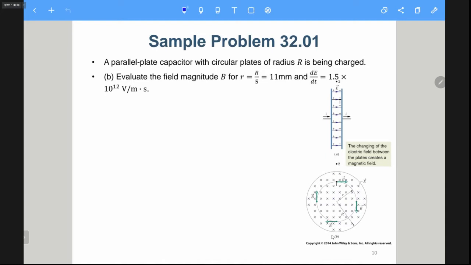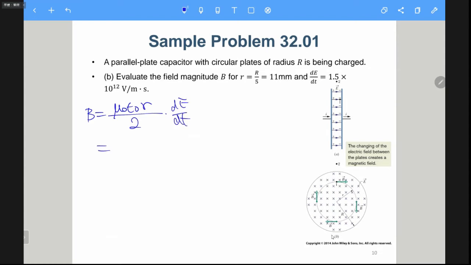Yeah, so part B: evaluate the magnetic field magnitude B for r equals capital R over 5. Okay, so dE/dt equals 1.5 times 10 to the 12th power. We only need to plug in the values. B equals mu naught epsilon naught r over 2 times dE/dt.